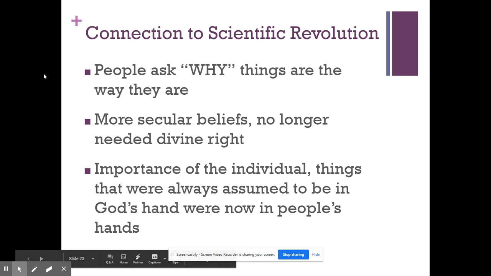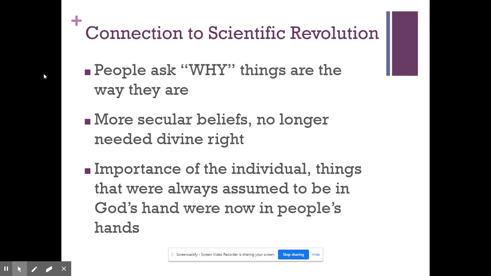So the big connections to the scientific revolution are going to be people ask why things are the way they are. They say, well, why do we just follow the king? Why don't we elect our officials? There's going to be more secular beliefs. You're going to have freedom of religion, okay? There's no longer divine right. The king doesn't rule just because God said so. The king rules because the people are allowing him to rule. This goes back to that idea of the social contract.